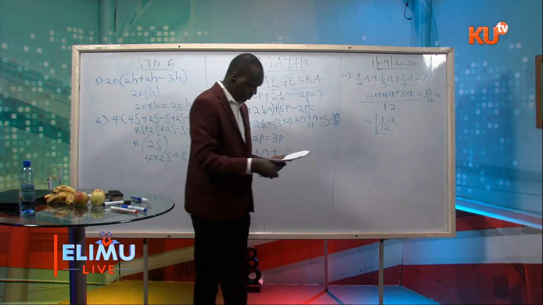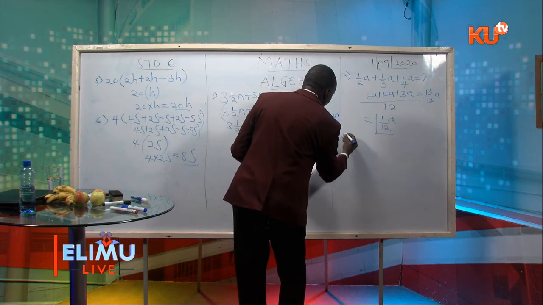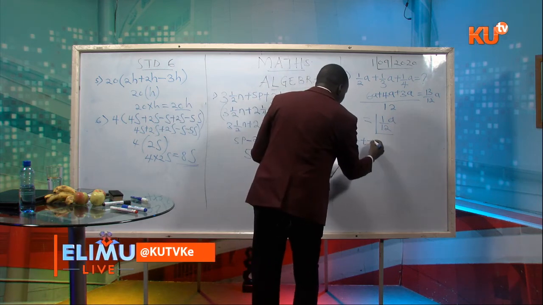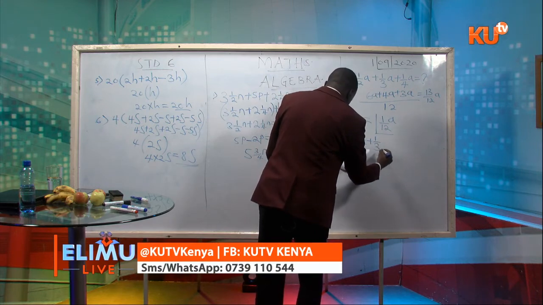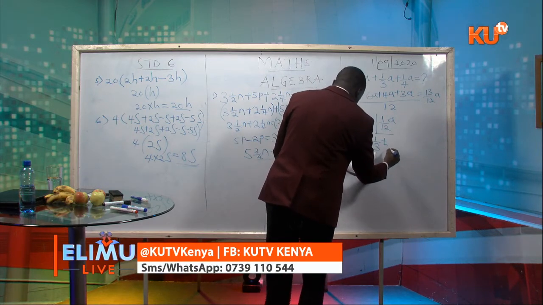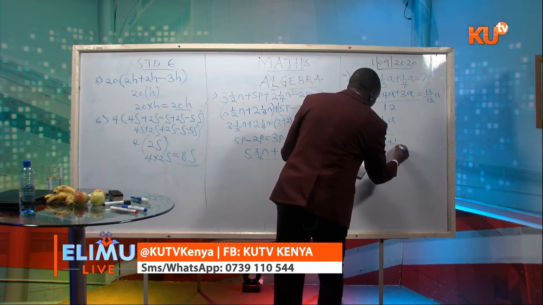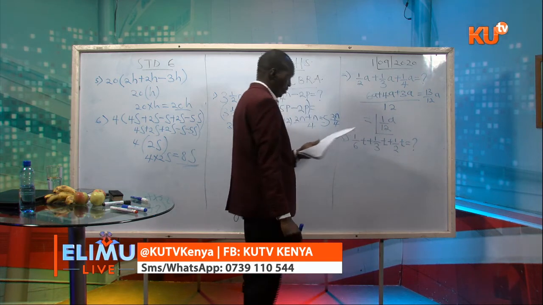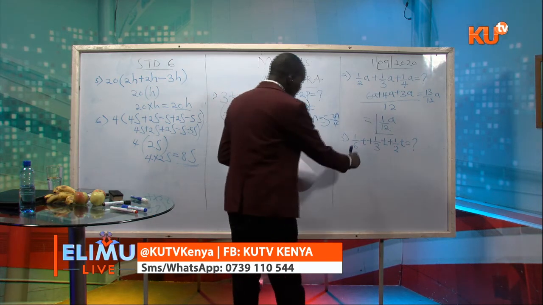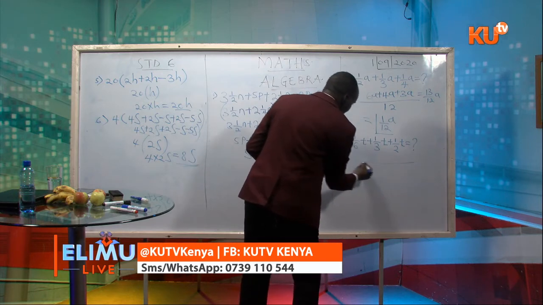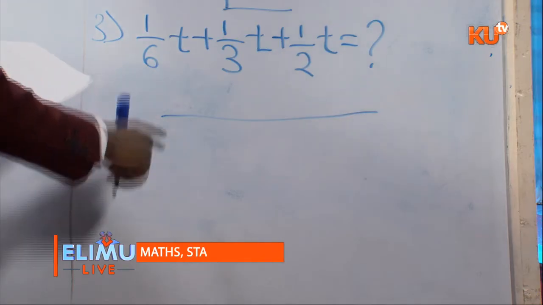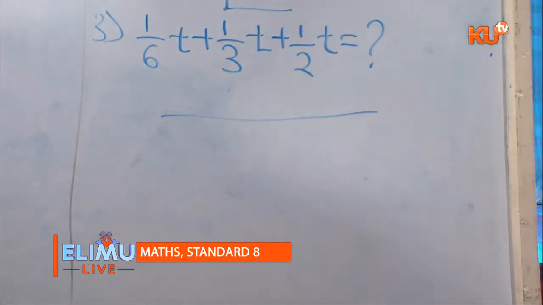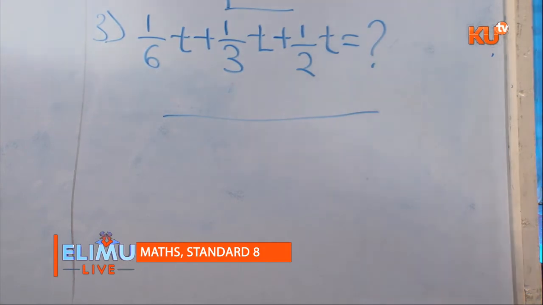Our next example is 1 over 6t plus 1 all over 3t plus 1 all over 2t. What do we get? We get the LCM of our denominators. That is the LCM of 6, 3, and 2. Our LCM for this case is 6.